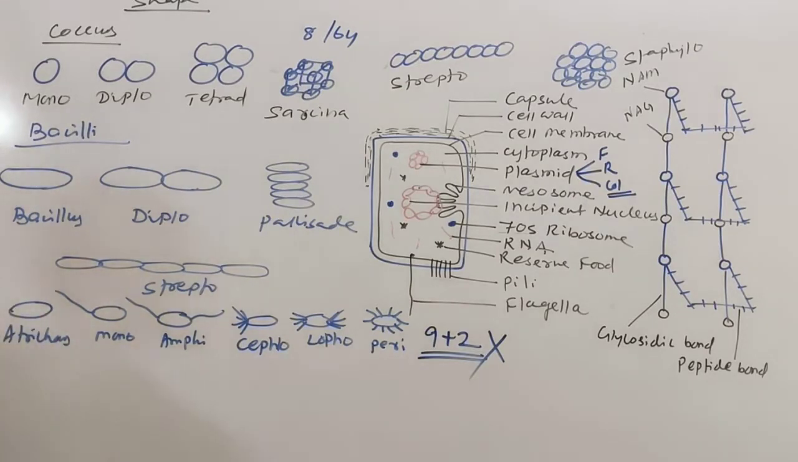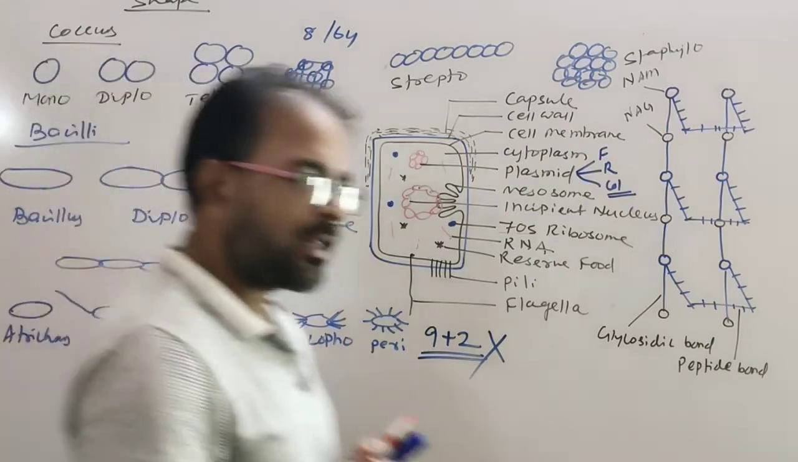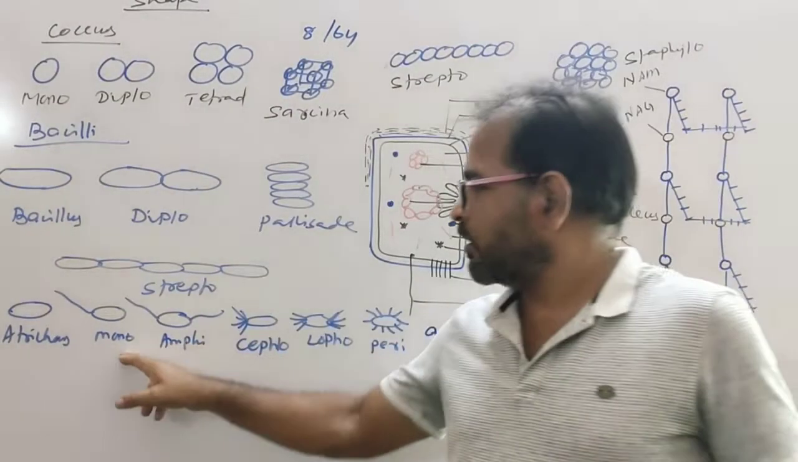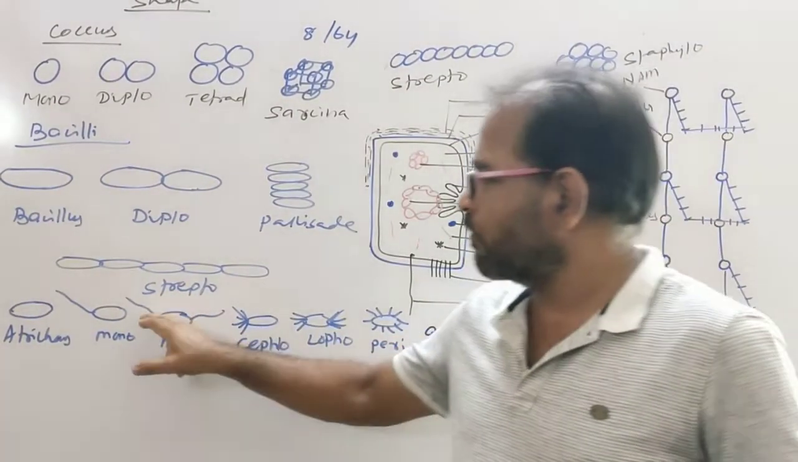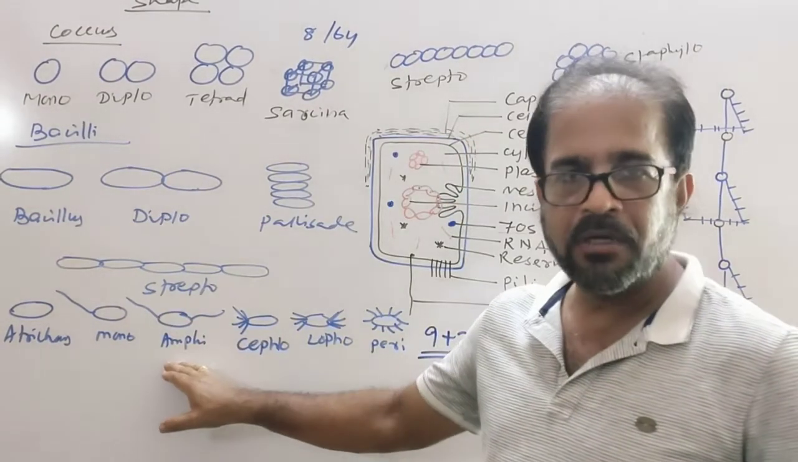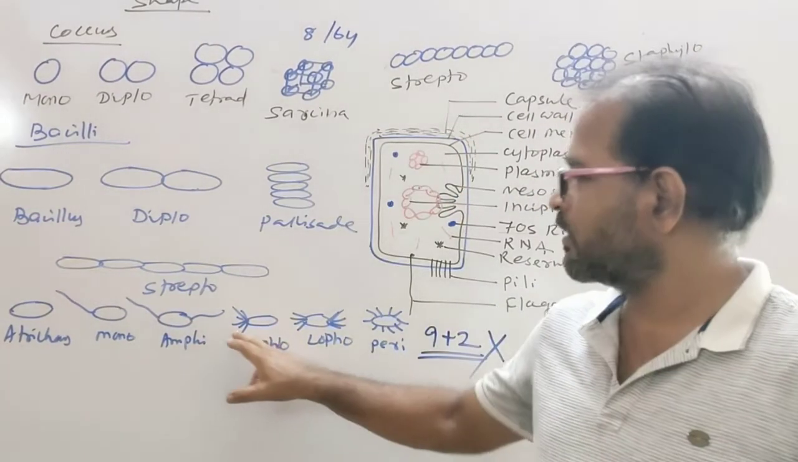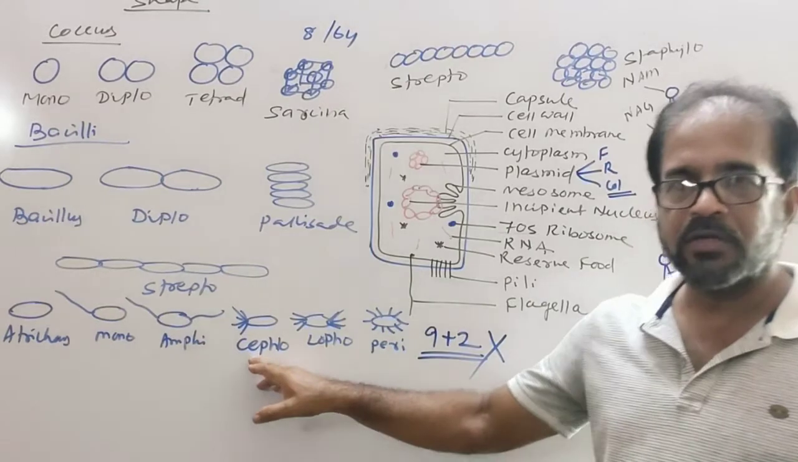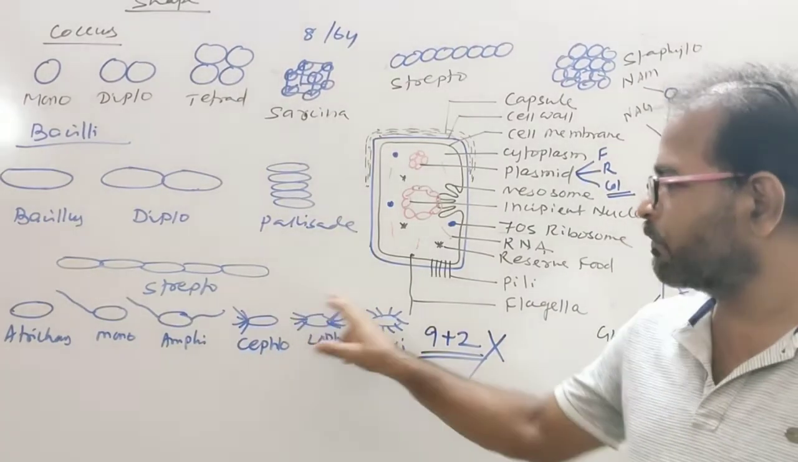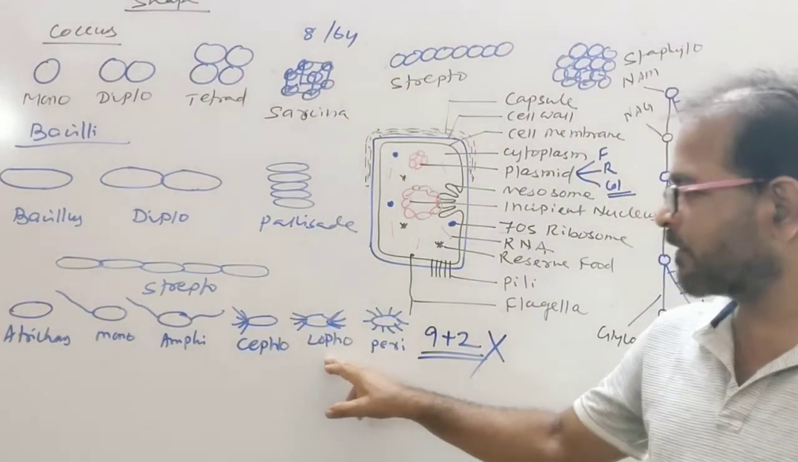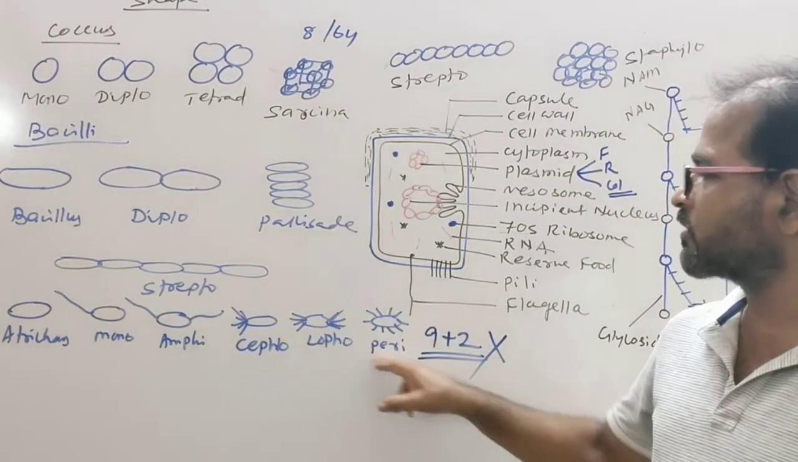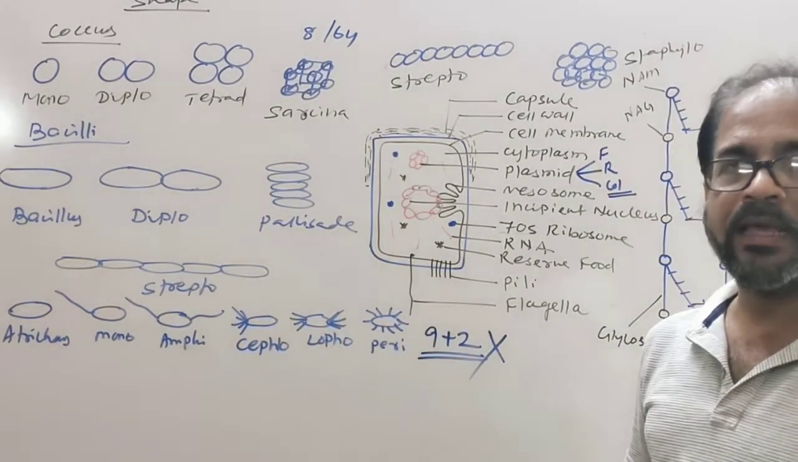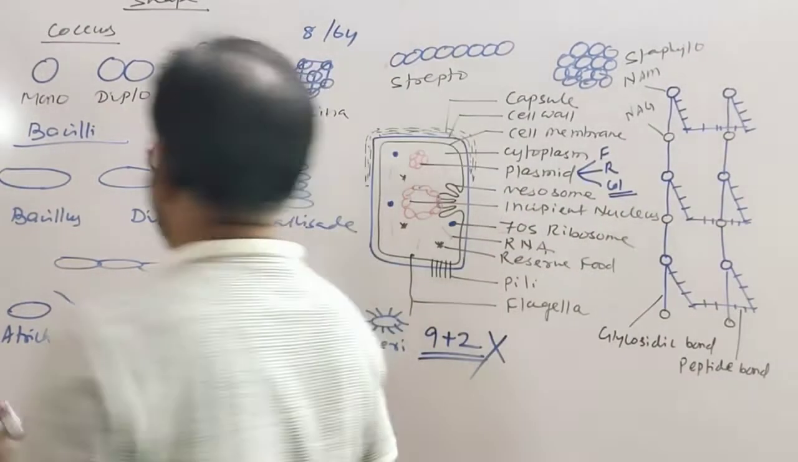If flagella are absent, called atrichos. One flagellum on one end, called monotrichos. Two flagella, one on each end, called amphitrichos. A group of flagella on one end, called cephalotrichos. A group of flagella on both ends, called lophotrichos. And flagella throughout the surface, called peritrichos or polytrichos.